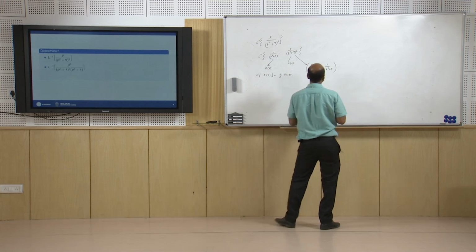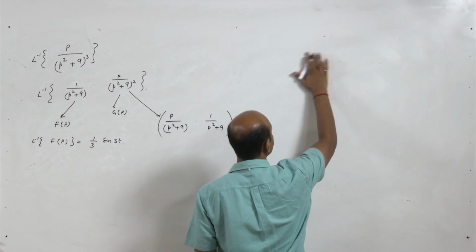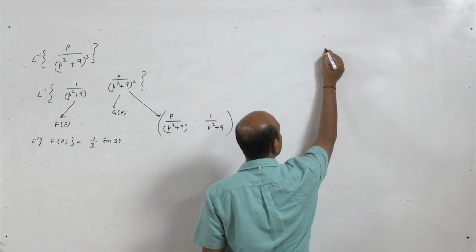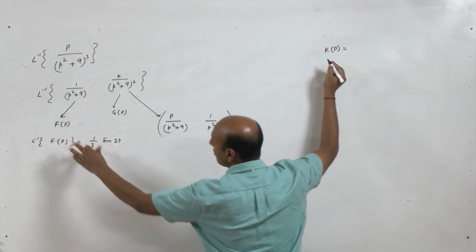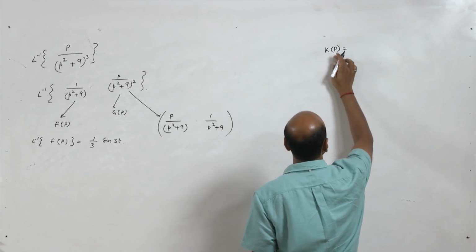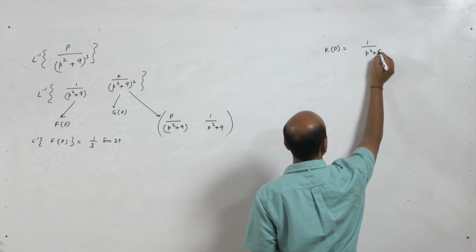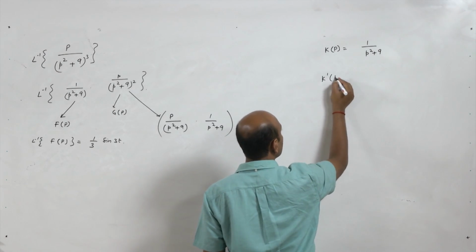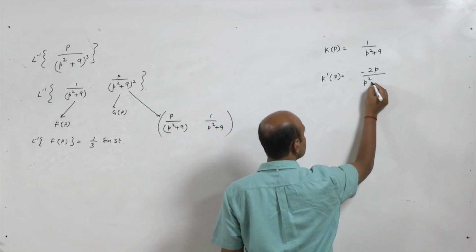So, suppose this is some K(p), function of p, let us suppose, because F(p) we have already used, so we are using some other function of p, which is 1 upon p square plus 9. Okay. So, K dash (p) is nothing but minus 2p upon (p square plus 9) whole square.